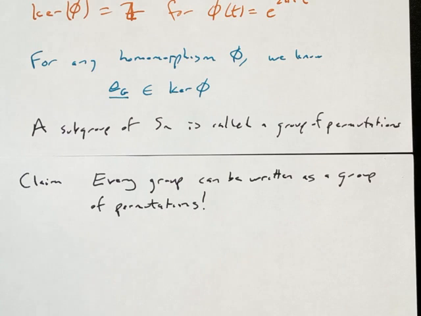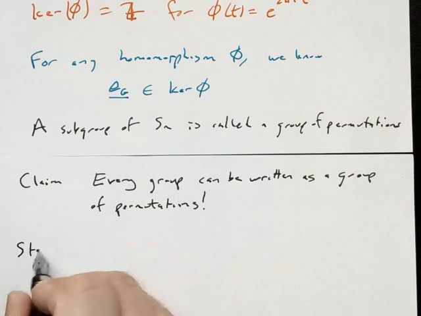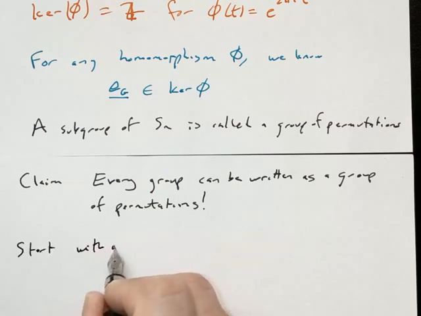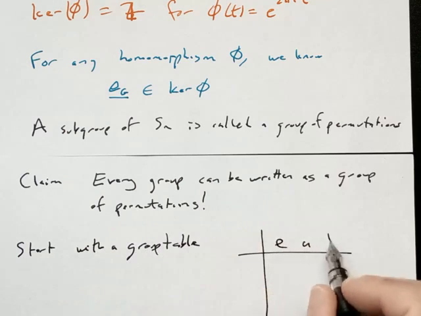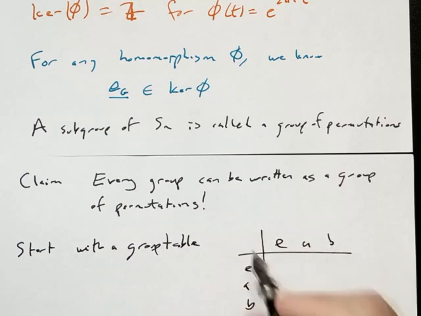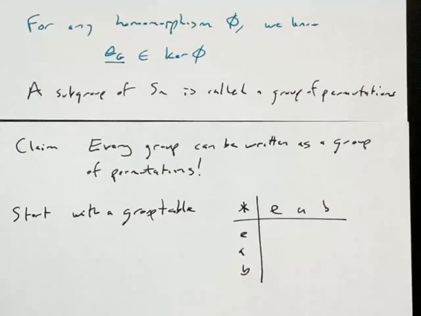I am going to start with a very simple example. Way back, I think in chapter 2, we showed that there was one and only one group of order 3. We did this by drawing a table. I'd like to recreate that table right now. So let's start with a group table. Here is a group of order 3. I would like you to fill in this table. There is only one way to actually do this.